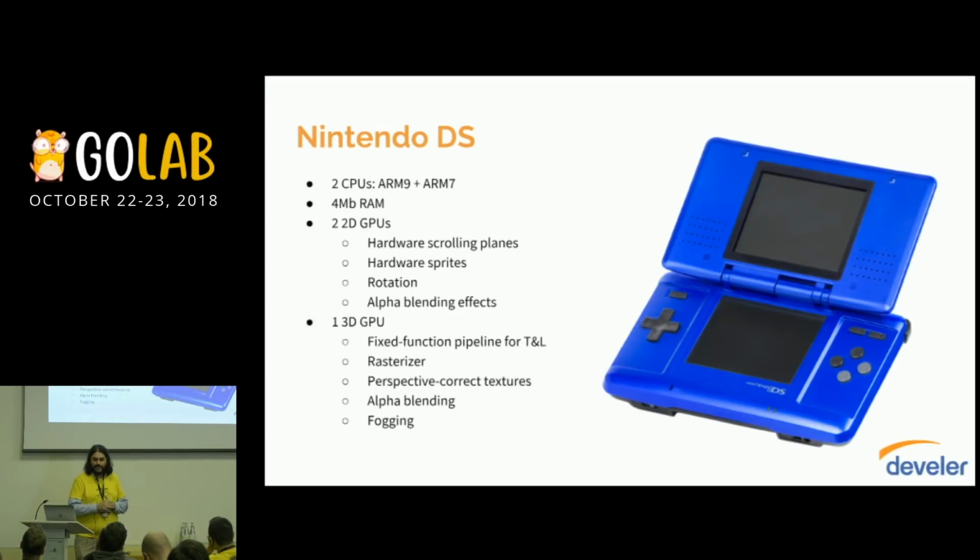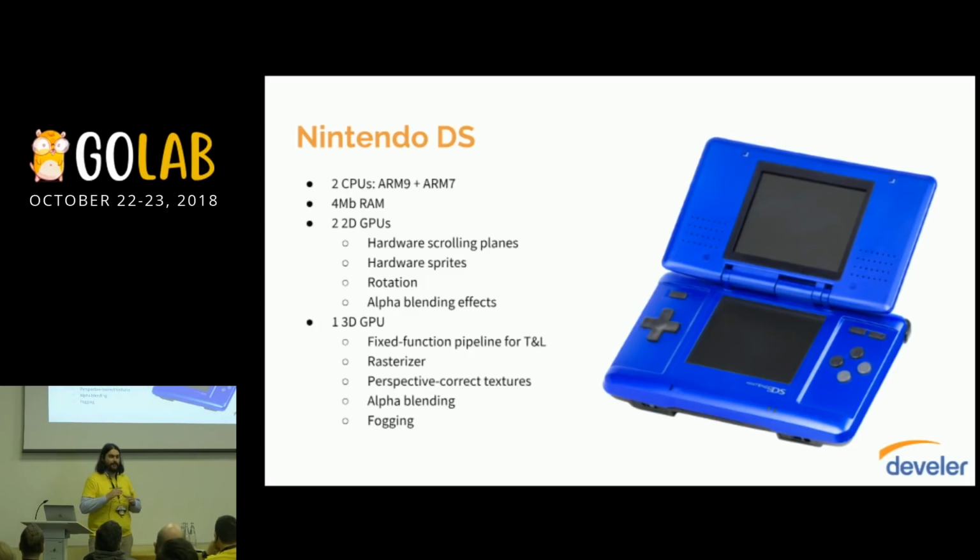So the Nintendo DS, for instance, has two CPUs. They are two ARM-based CPUs, one ARM9 and one ARM7, respectively 66 megahertz and 33 megahertz. They have a total of 4 megabytes of RAM, so not that much by today's standards. And of course, the cute handheld console had two screens, right? So the Nintendo designers put two different identical GPUs, one per screen, for 2D graphics, and then just one GPU for 3D graphics. So basically, on the Nintendo DS, you could run 3D graphics only on one screen at a time.